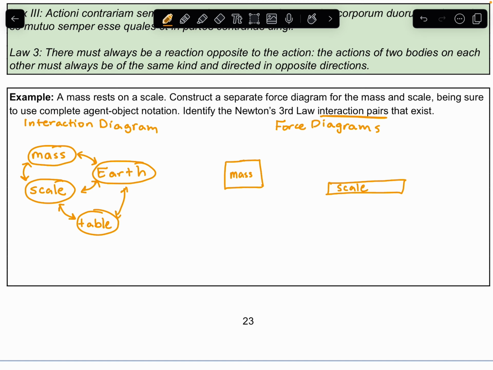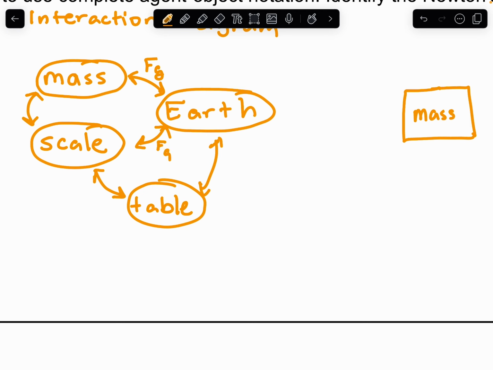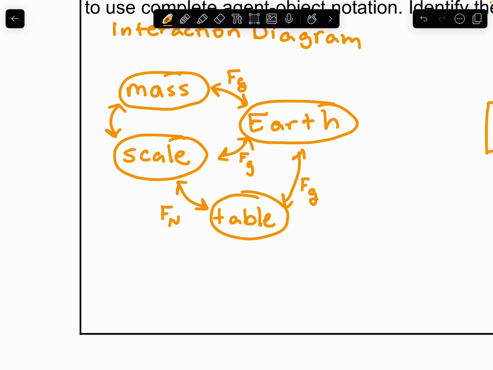Now I'm going to be drawing diagrams for the mass and the scale. That's what I really care about. This is a gravitational force. The scale on the table, let's call that a normal force. And the mass on the scale, let's call that a normal force.